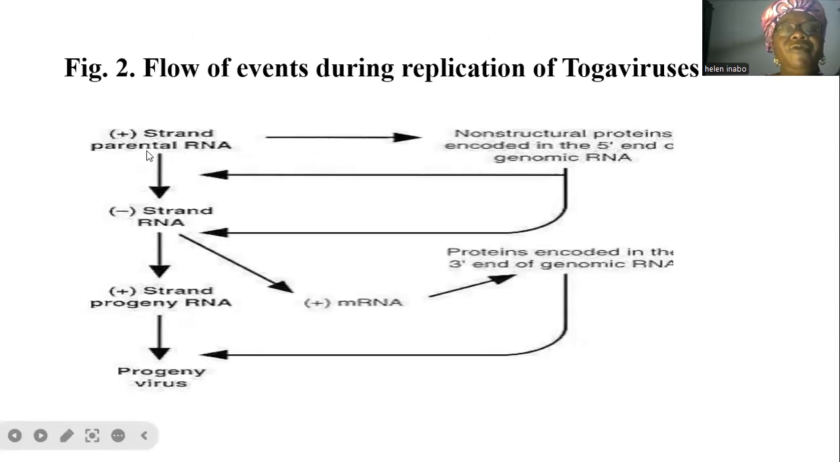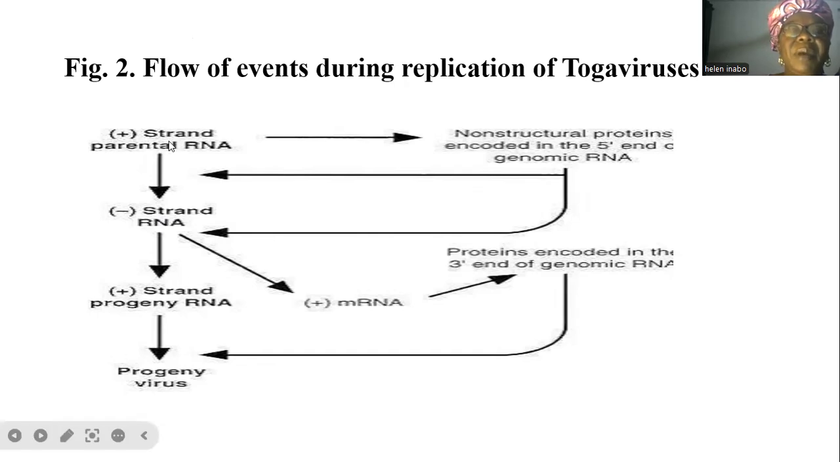Here is the flow of events during replication of togaviruses, which is quite different from that of the picornaviruses. You have the positive strand parental RNA, which can serve as a template for the synthesis of a complementary negative strand RNA, which also serves as a template for the production or synthesis of positive strand progeny RNA.